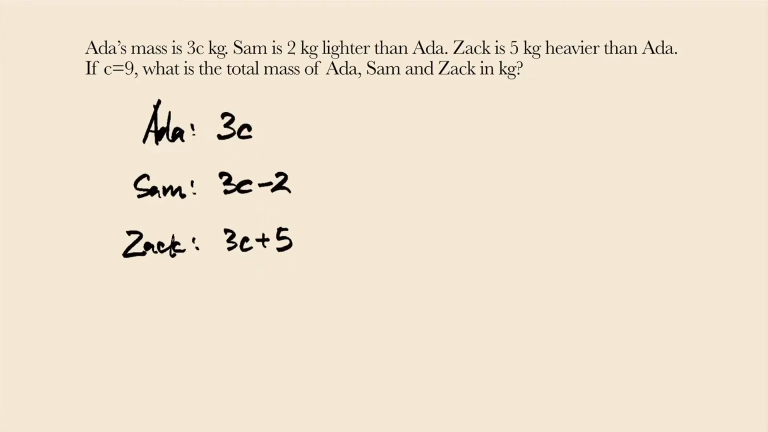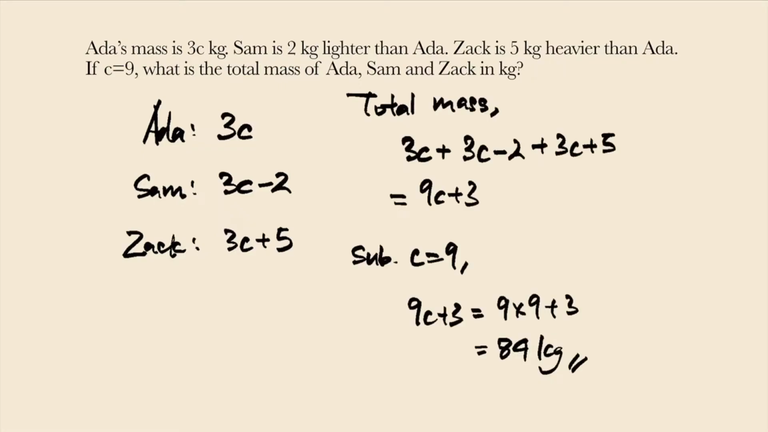And that's it. Okay, so if C is equal to 9, find the total of the 3 people mentioned here in kilograms. So what we can do is to sum everything up here. So we'll combine the unknowns here, 3C, 3C, 3C, that's a total of 9C. Now, negative 2 plus 5 is positive 3. Now, this is the mass in terms of C. So we're told to substitute 9, and that will do. We'll get ourselves 81 plus 3, which is 84 kilograms.